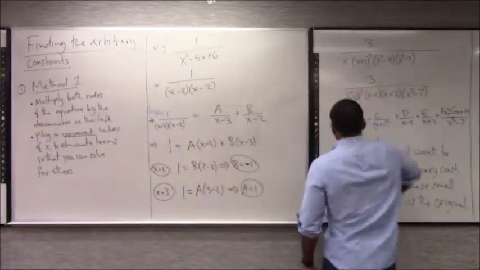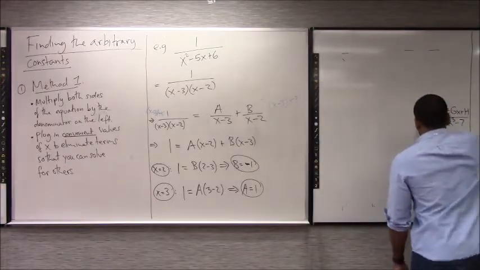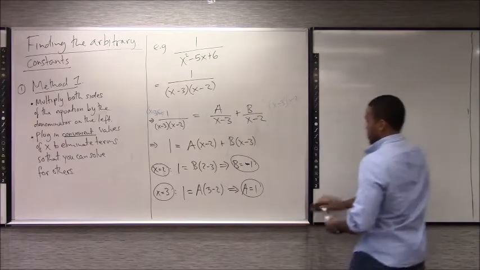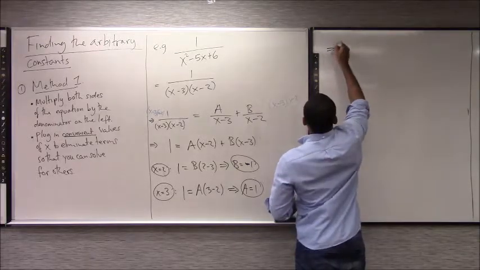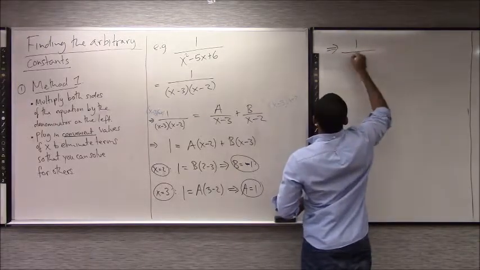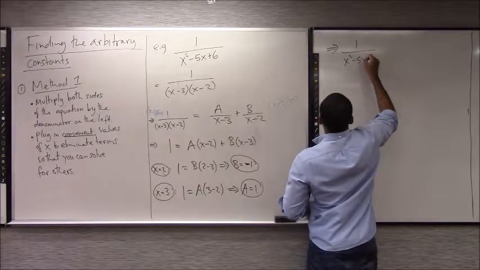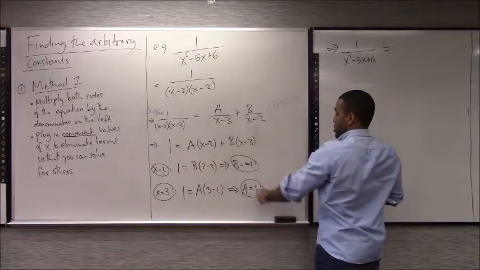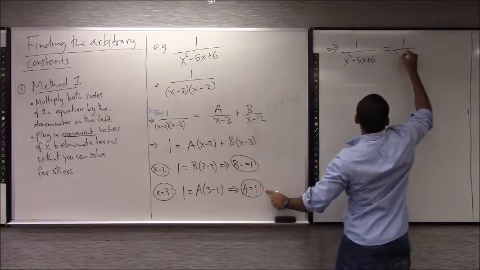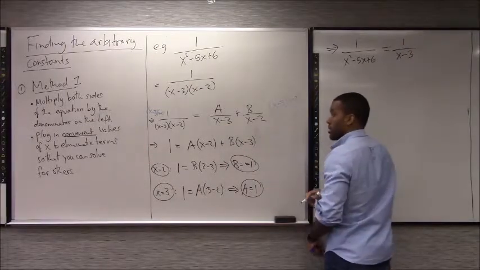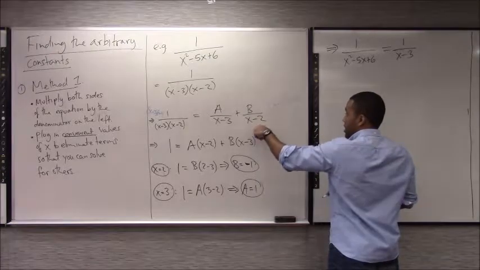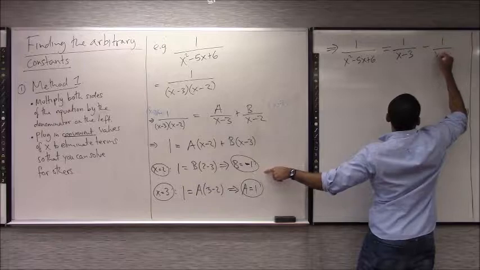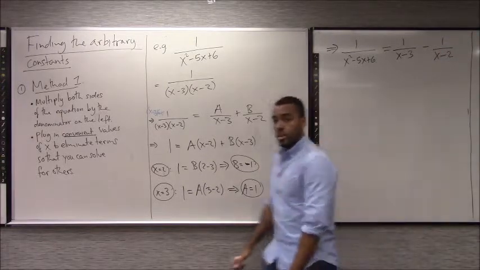Which means the expression 1 over x squared minus 5x plus 6 can be written as a over x minus 3, but my a is 1, and b over x minus 2, but my b is minus 1. I found the partial fractions.